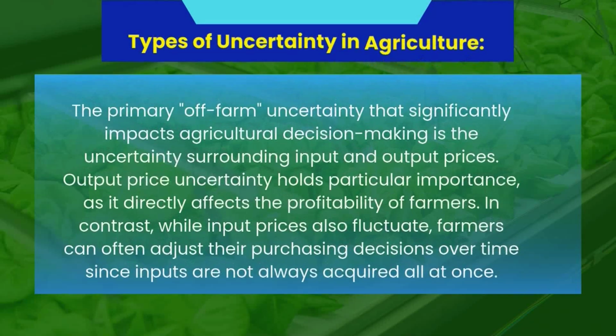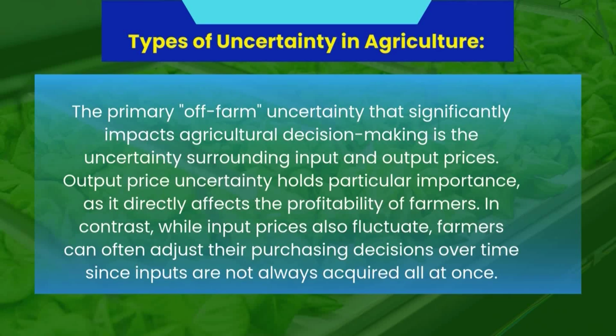The primary off-farm uncertainty that significantly impacts agricultural decision making is the uncertainty surrounding input and output prices. Output price uncertainty holds particular importance as it directly affects the profitability of farmers. In contrast, while input prices also fluctuate, farmers can often adjust their purchasing decisions over time since inputs are not always acquired all at once.